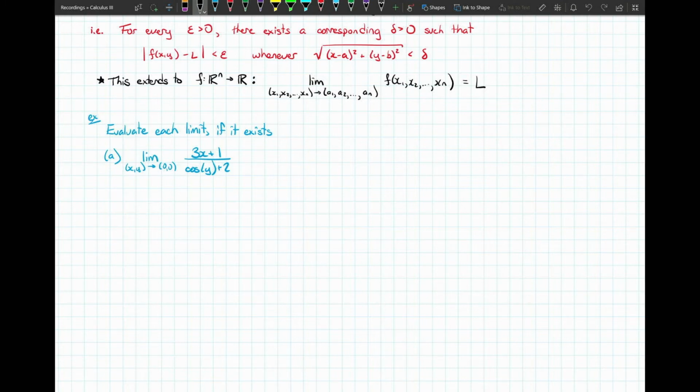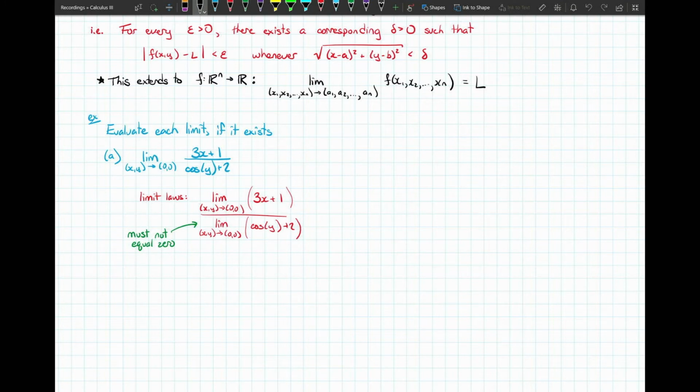Well, luckily, we have several limit laws that we can borrow from single variable calculus here, and we'll have a couple of theorems later on to help explain this. But if you remember, with limit laws, whenever we have a quotient, we can take the limit of the numerator and the limit of the denominator, and we can divide those two limits so long as this bottom limit is not equal to 0. So let's take a look at this top here.